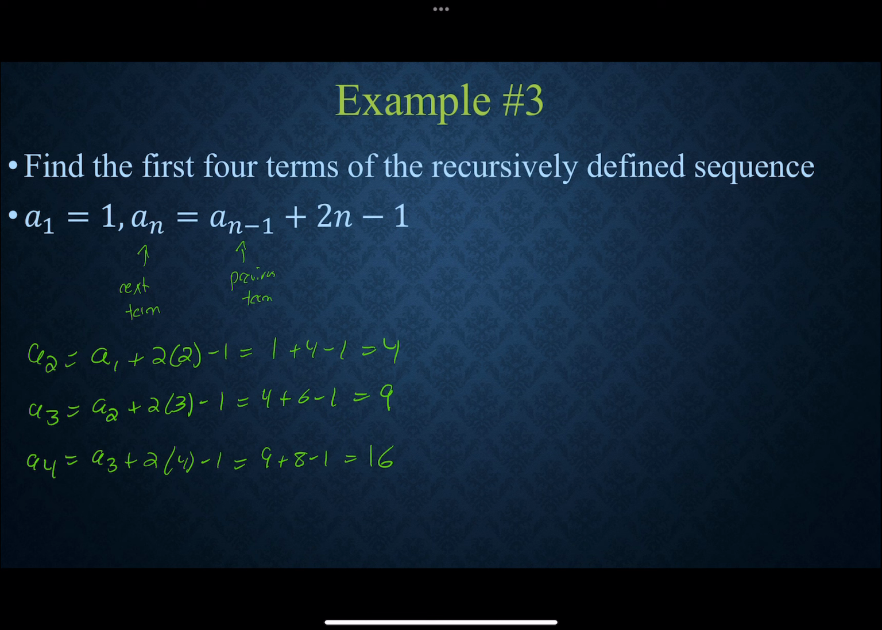So just make sure you're very careful with that whole a n minus 1 bit. It's the previous term that you just found. You're using it to get to everything else. So these can be a little bit slower. If I want to find, like, the 7th term in a recursively defined sequence, I have to find all 6 terms previous to that in order to get to it. Whereas in explicit form, I can just plug in 7 for n, there we go, and it'll give us my answer right off the bat.